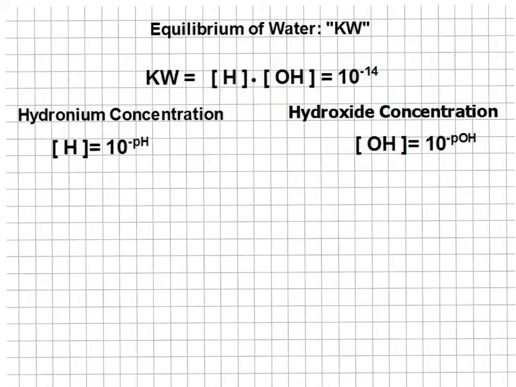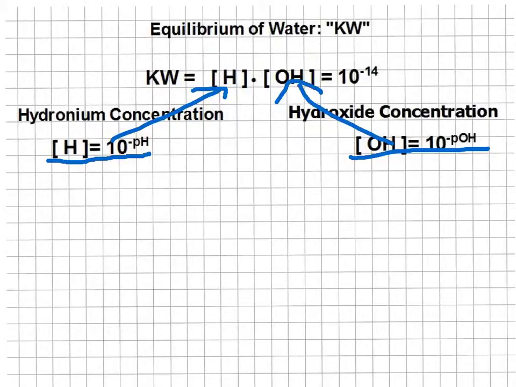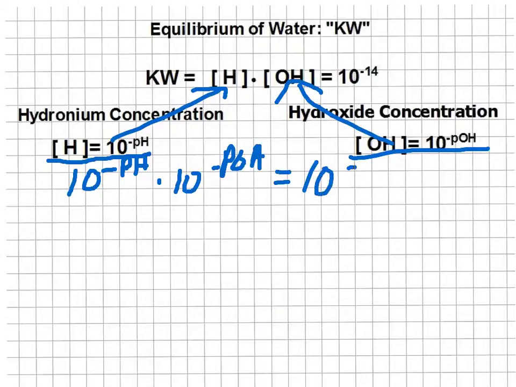The equation to find hydronium concentration is H equals 10 to the negative pH, and the equation to find hydroxide concentration is OH equals 10 to the negative pOH. You can substitute these numbers in up here into this equation. So your new equation would be 10 to the negative pH times 10 to the negative pOH equals 10 to the negative 14th.